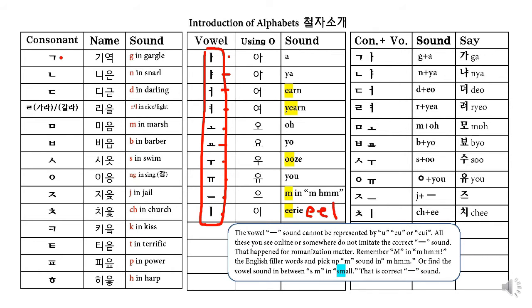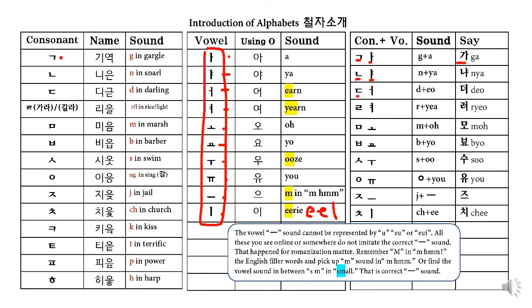How is a Korean word made? It's made with consonant and vowel put together. Gu, ga. So this is ga. Consonant nu, vowel nya, ya. So this is nya.